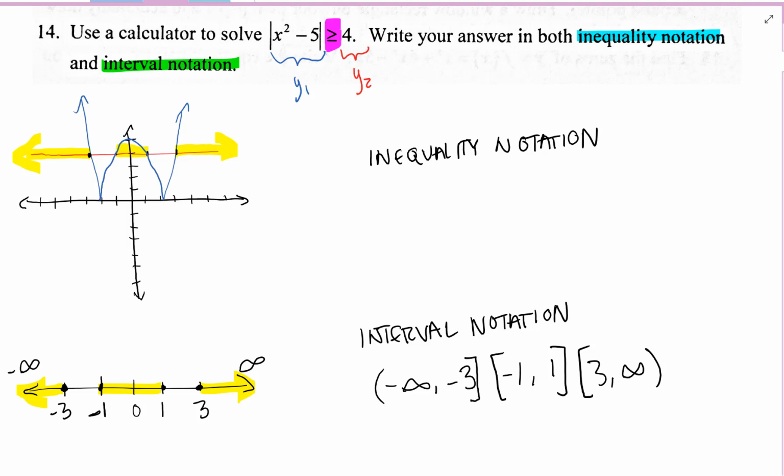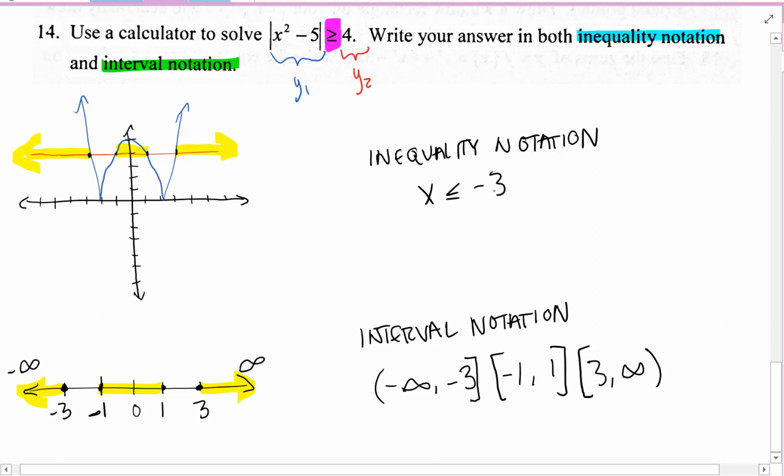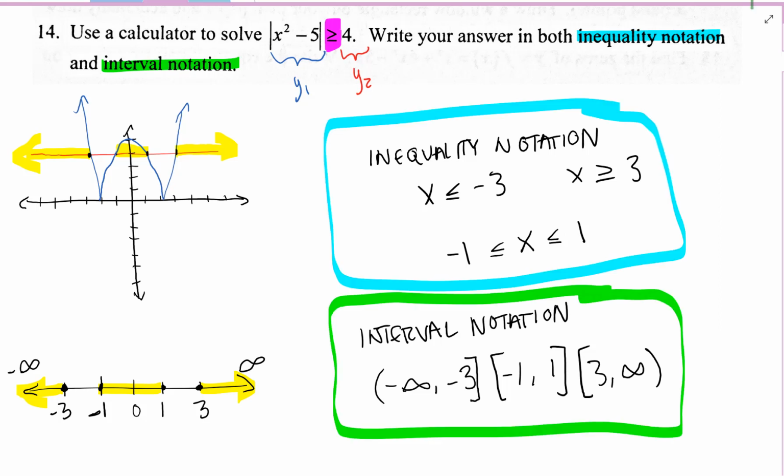Inequality notation would be anything less than or equal to -3. So x can be less than or equal to -3. x can also be greater than or equal to +3. And then that interval in between, the x is in the middle. You sandwich the least to greatest. For a compound inequality, the symbols are always opening to the right, and we have the or equal to because of our original inequality. These are the intervals for my answer.